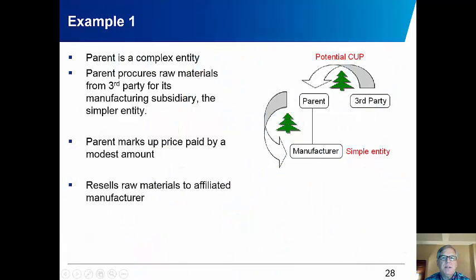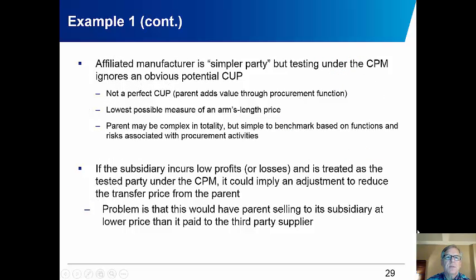The parent is a complex entity, meaning it probably owns intangibles and has non-routine profits. But what we're dealing with is a fairly simple transaction: they're buying raw materials from a third party and then selling them on to their manufacturing subsidiary. The parent marks up the price paid to the third party by a small, modest amount before it passes it on to the manufacturer. The manufacturer uses those materials along with lots of other materials to produce a product that they're selling in the marketplace. Now, given this kind of a fact pattern, what are our options?